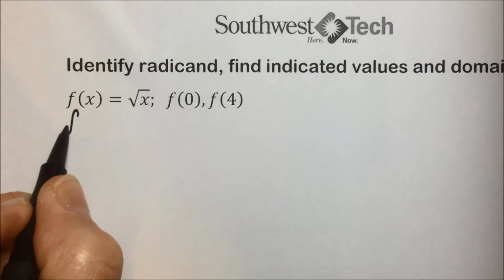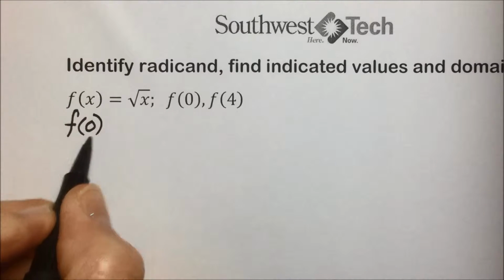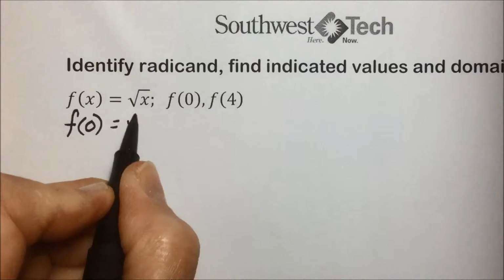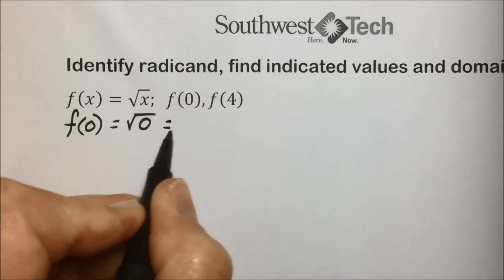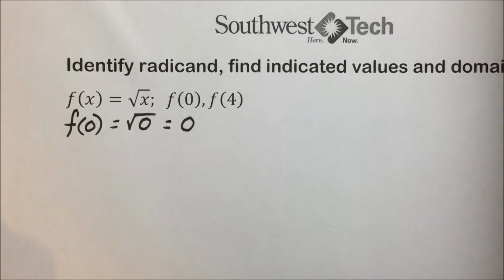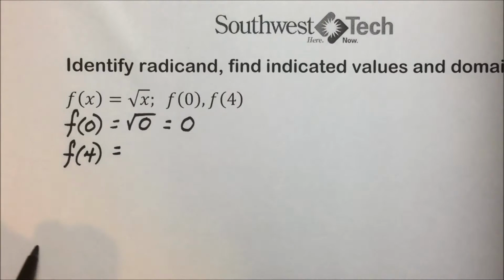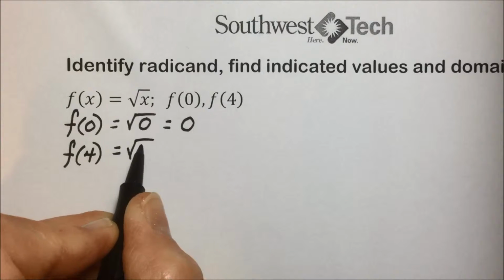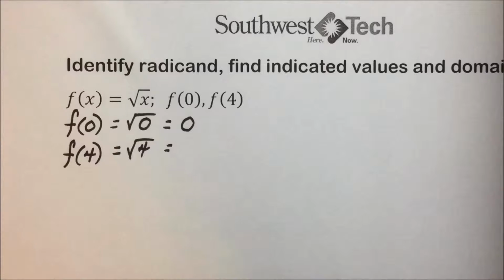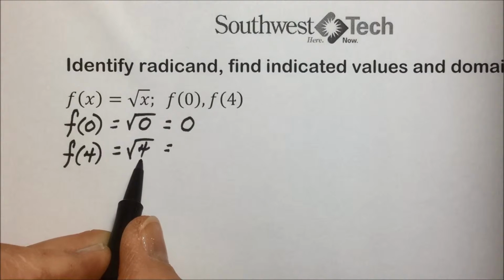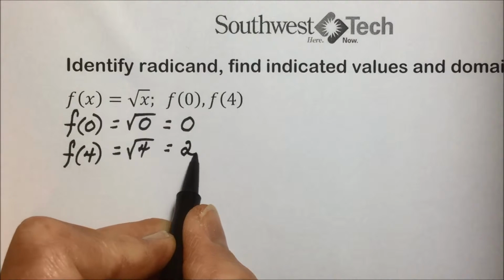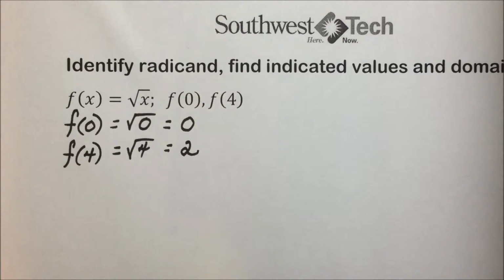Next, they're asking us to evaluate this function when, in the first case, x is equal to 0, so the square root of 0 only has one solution. Only 0 times 0 would give us 0. The next example, they're asking us to evaluate the function when x is equal to 4, so we'll take the square root of 4. We're looking for the principal square root, in other words, a non-negative solution. What times itself gives us 4, and that would be equal to 2.